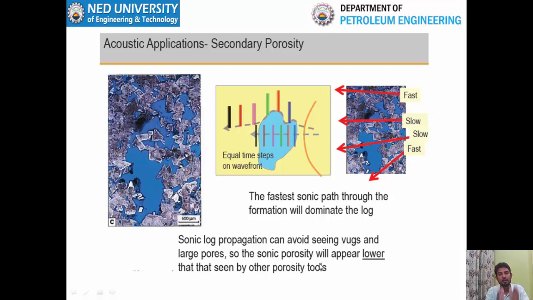Density and neutron logs will give you the total porosity of the formation, the total porosity that includes primary and secondary porosity, but the sonic log only gives you the primary porosity. It does not give you the secondary porosity. So on log responses, when at a particular zone you have higher porosities as indicated by density and neutron logs, but the sonic log on the other hand is giving you lower porosity, which means that zone is most likely the fractured zone.